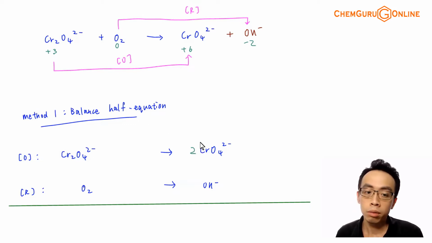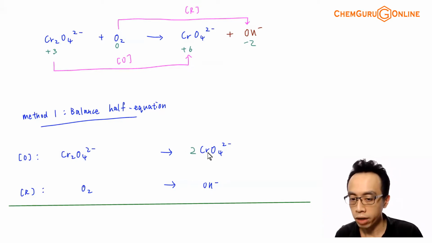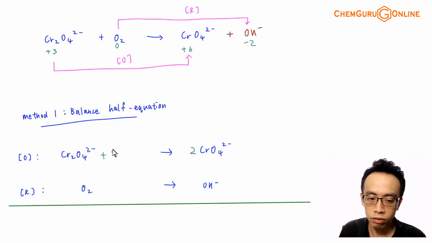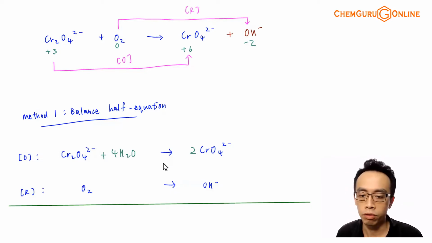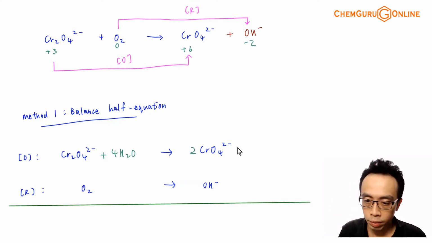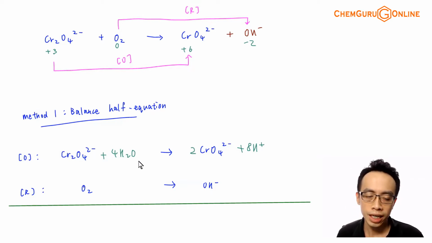Then typically what we will do for balancing half equation, we will balance oxygen using water. So on the left hand side, there's 4 oxygen. On the right hand side, I have 8 oxygen. I need 4 more oxygen on the left hand side, so I'll have to balance this using 4 water. Then the next thing is I'll have to balance hydrogen using H+. 8 hydrogen on the left hand side, so I need 8 H+ on the right hand side. Finally, balance charge using electron.